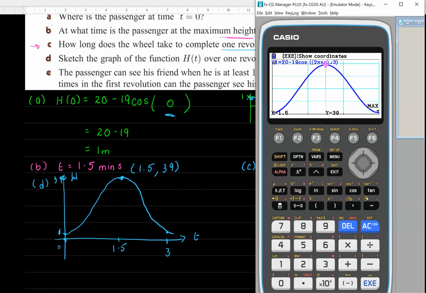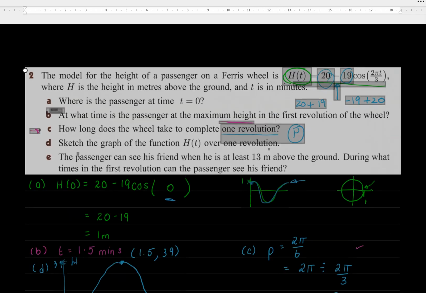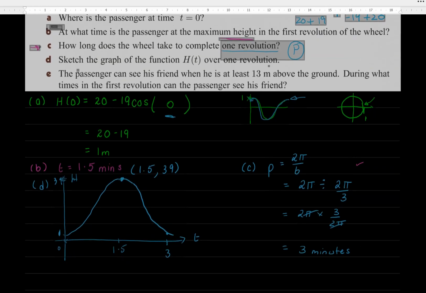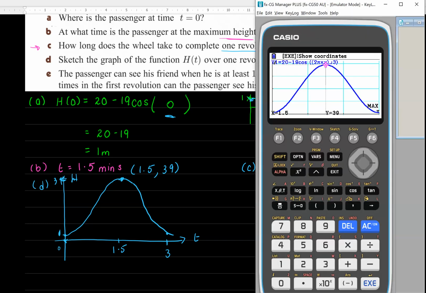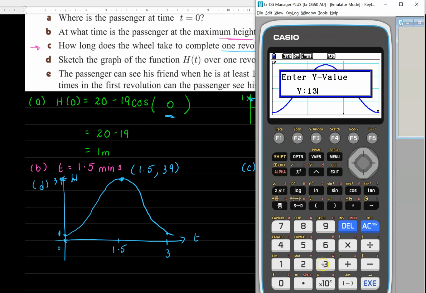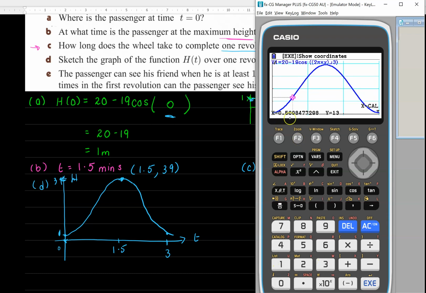Okay, what else do we have to do? So we've sketched. The passenger can see his friend when he is at least 13 meters above the ground. During what times in the first revolution? So come back over here. We can go G-solve and do our X-calc. So when is it above? So we can go X-calc. When is the Y value at 13? All right, we get that.